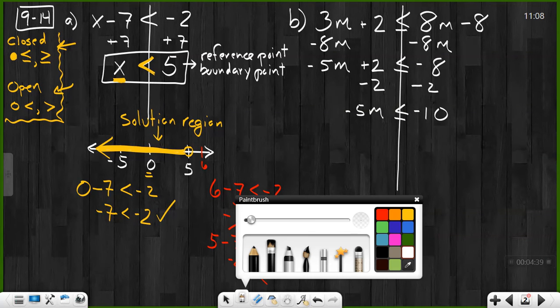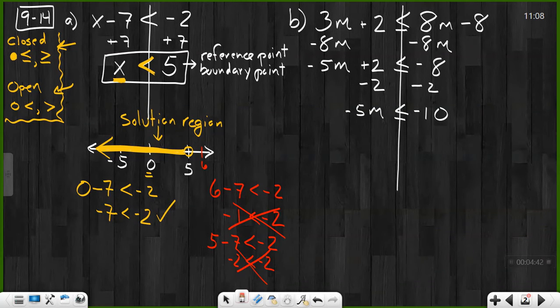But at this point, we come to a step that we didn't do the last time. When we divide here, we're dividing by a negative 5, and that's the key. All right, we are dividing by a negative 5. If you ever multiply or divide by a negative, we're going to do something special here.